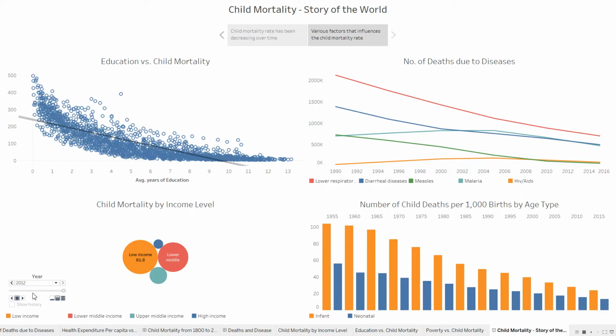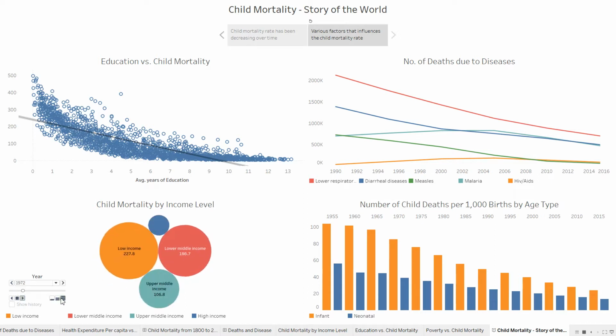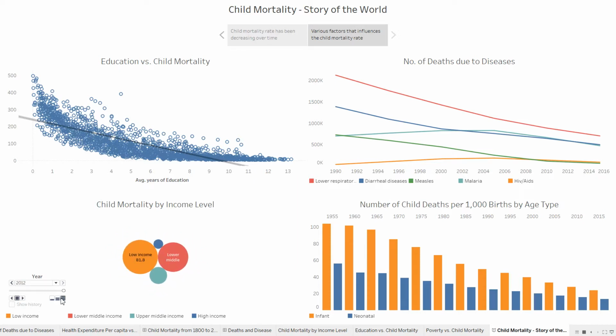This is a small visualization about how the income level affected the child mortality. We can see here that as time increases, the total income level increased, and the child mortality rate is reducing continuously over time.